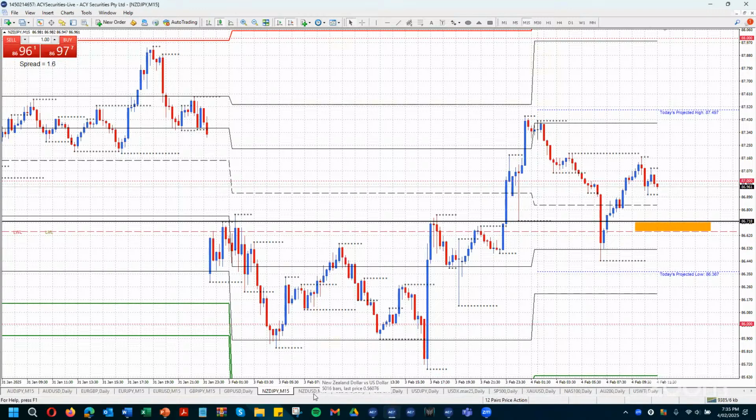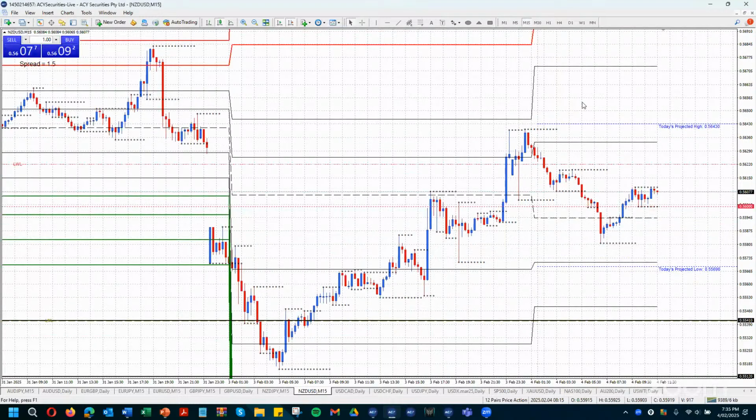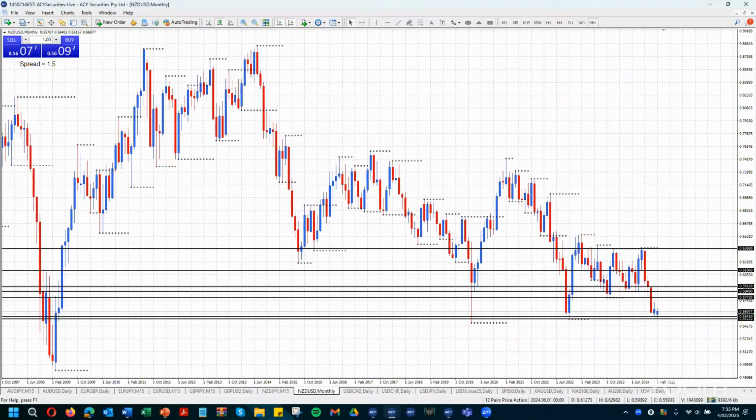All right, New Zealand dollar. Can you see why I brought it down here yesterday? Major monthly level. There's another monthly level here. Major monthly level here. And as well, same on the euro dollar. I'd have to go and check the other pairs just to be completely sure.